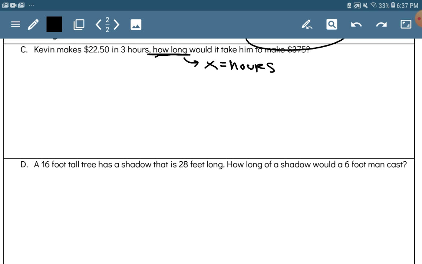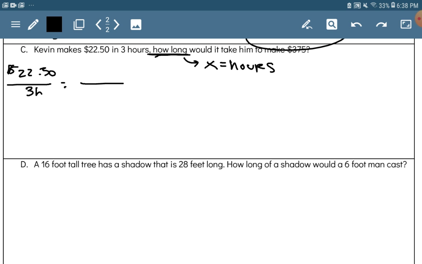So now I can set up my proportion. My first fraction is things I know that go together. So I start at the beginning. Kevin makes $22.50 in 3 hours. That goes together. It's talking about the amount of money made in a certain amount of time. So I'm going to put $22.50 on top and 3 hours on bottom.